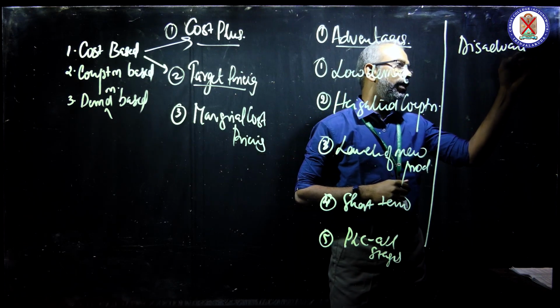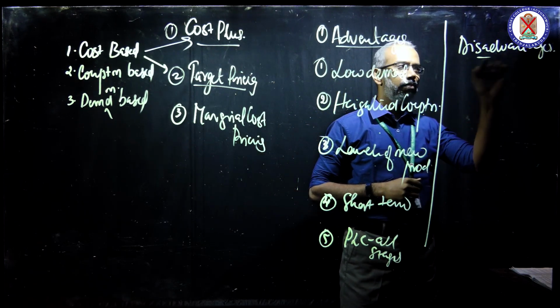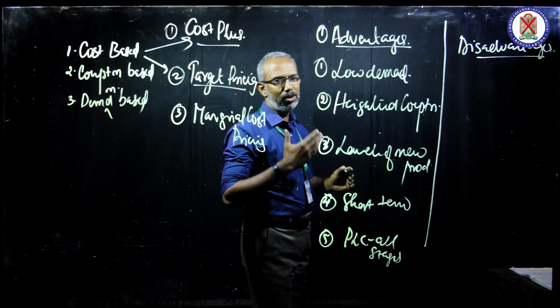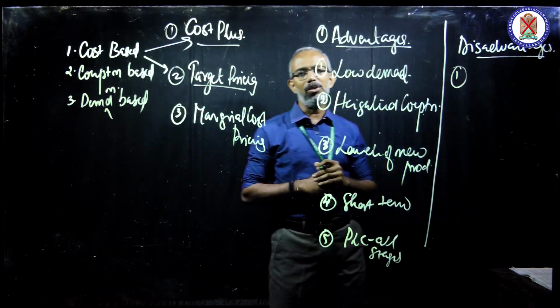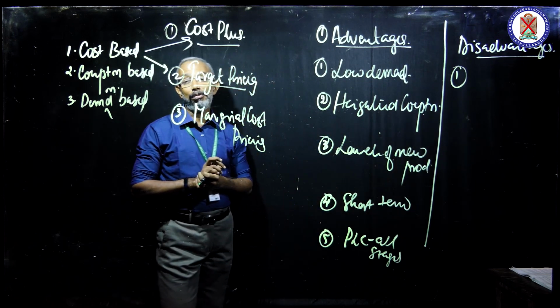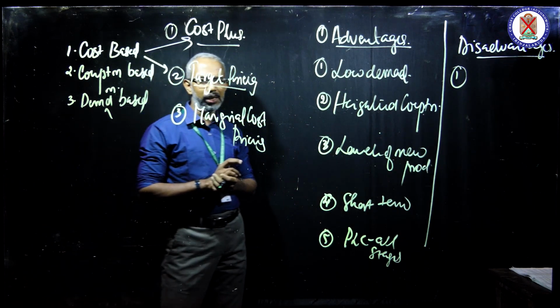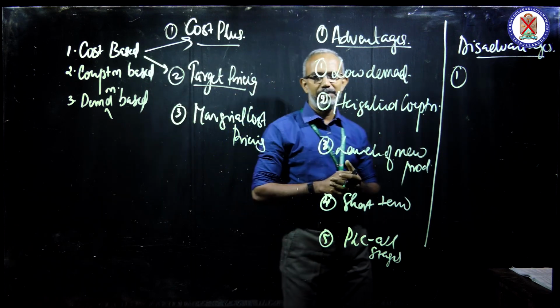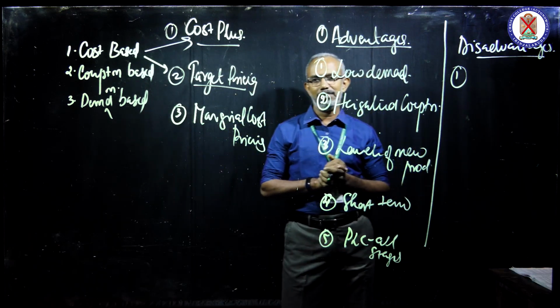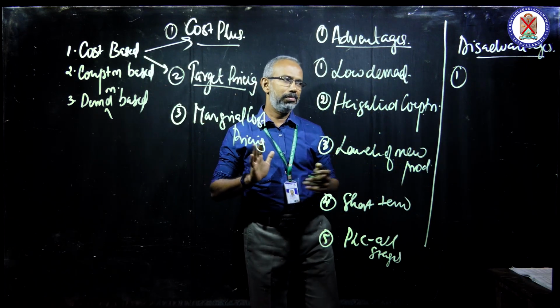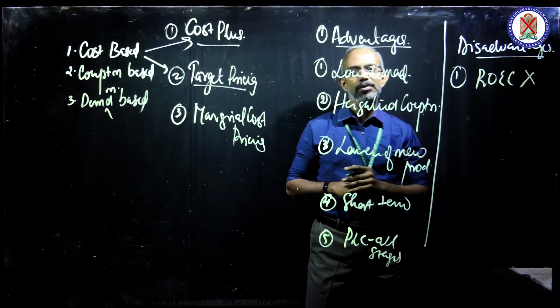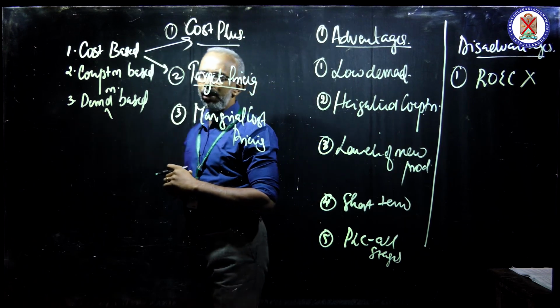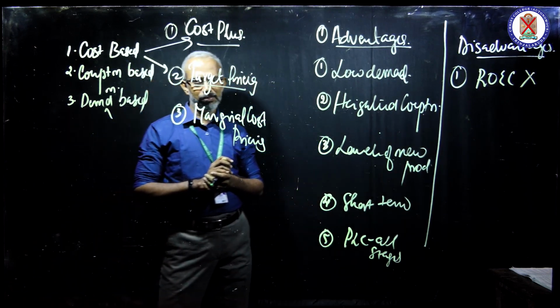What are the disadvantages of marginal cost pricing? For one, your marginal cost pricing might fail to give you return on capital employed. Why? Your marginal cost pricing ignores fixed costs. So it fails to obtain return on capital employed because it ignores fixed costs.